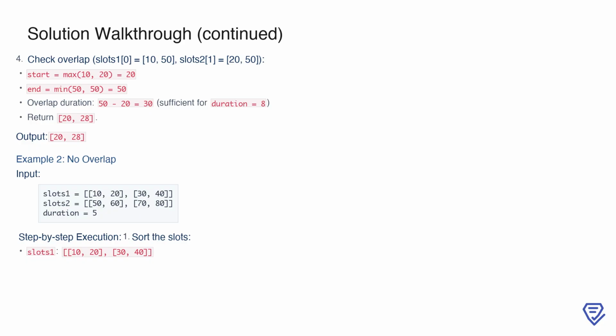Since this is more than the required duration of 8 minutes, we can select the first 8 minutes of this overlap, starting from 20. The result is the interval [20, 28], which we return as our output for this example.